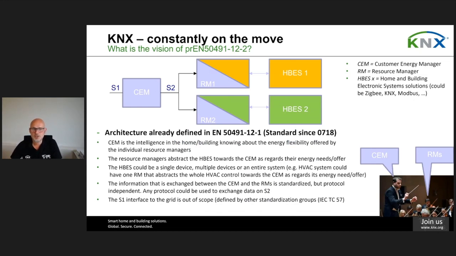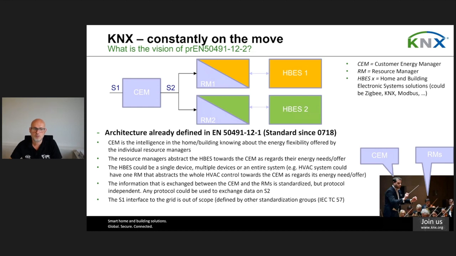What is actually the vision of the prEN50491-12-2? Because of the PR. The PR means project EN. That means that this EN is not yet available as a final standard, but it is expected to be available at the latest by the end of this year.